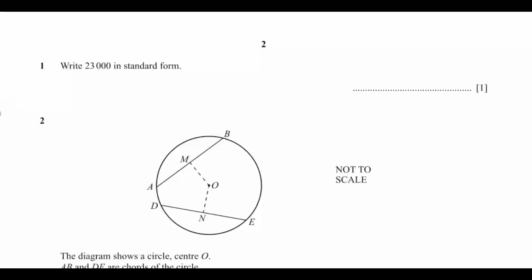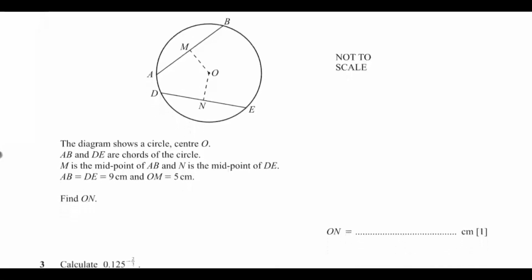Here, question 2 from paper 058022, October/November 2018. The diagram shows a circle, center O. AB and DE are chords of the circle. M is the midpoint of AB and N is the midpoint of DE. AB is equal to DE, that is this chord is equal to this chord. That means you have equal chords. So don't forget that there's a theorem that says equal chords are equidistant from the center.